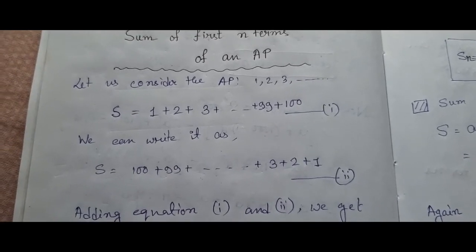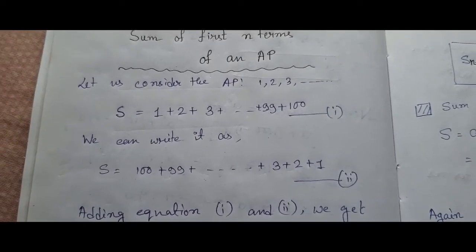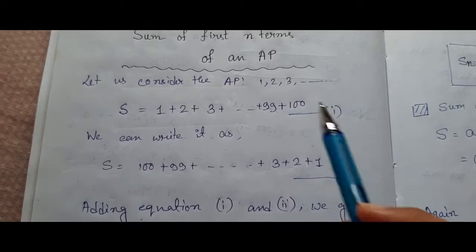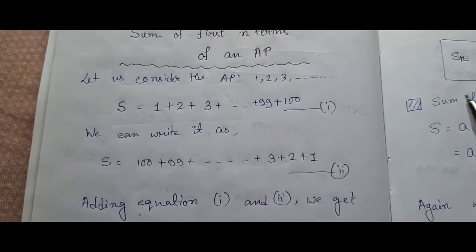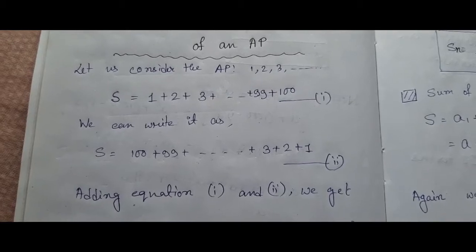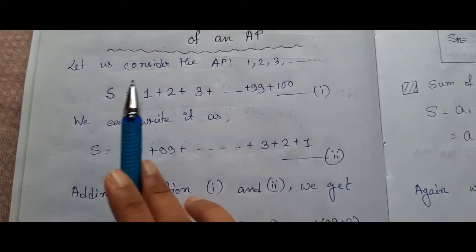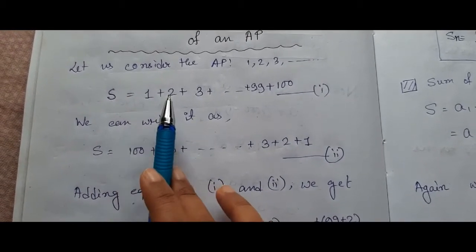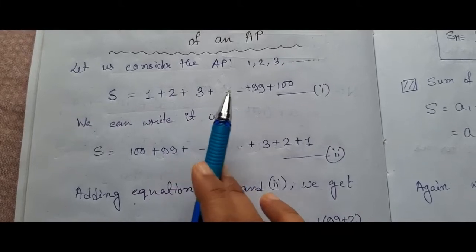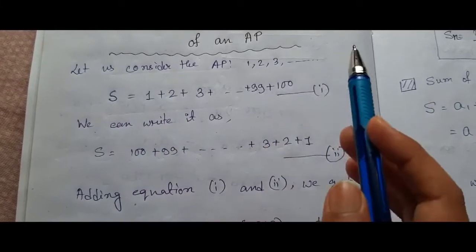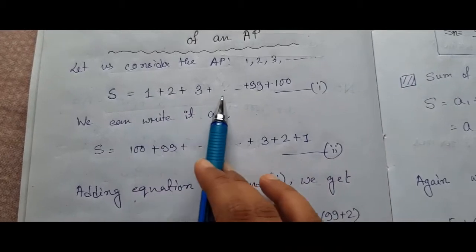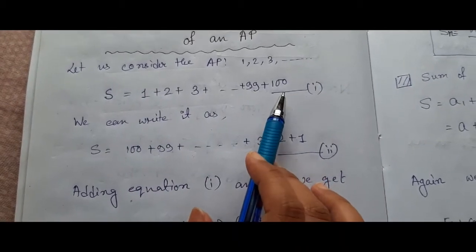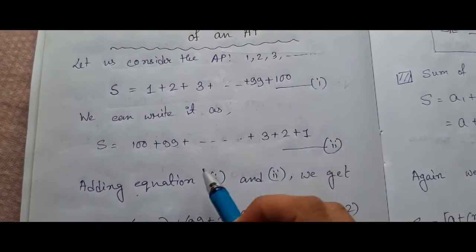Now if I consider the sum of first 100 terms of this AP, that means from the 1st to the 100th term, I can write it in the form S is equal to 1 plus 2 plus 3 plus 4 plus 5 plus and so on plus 99 plus 100. This is the sum of first 100 terms of positive natural numbers.